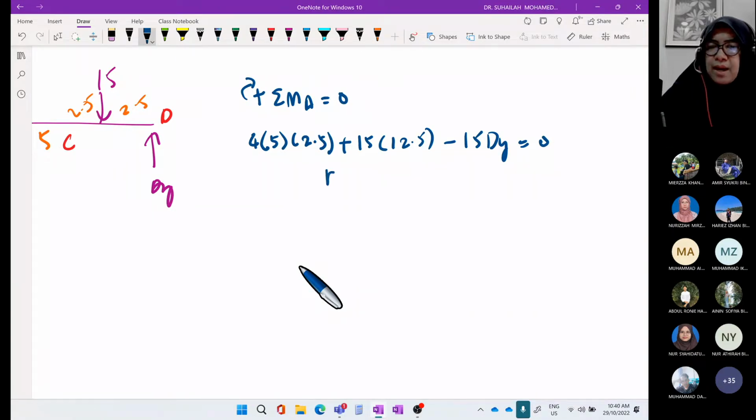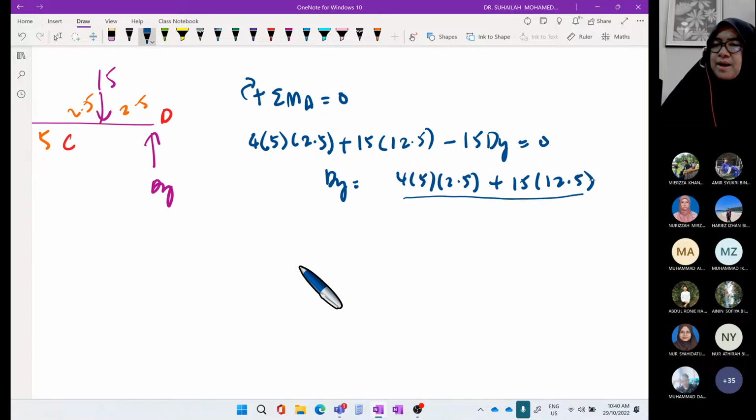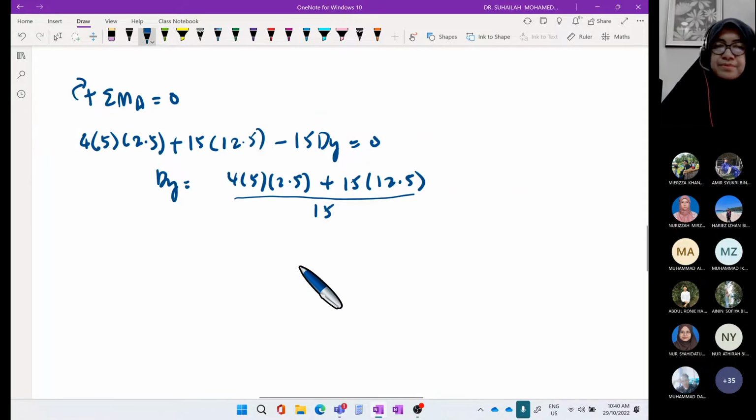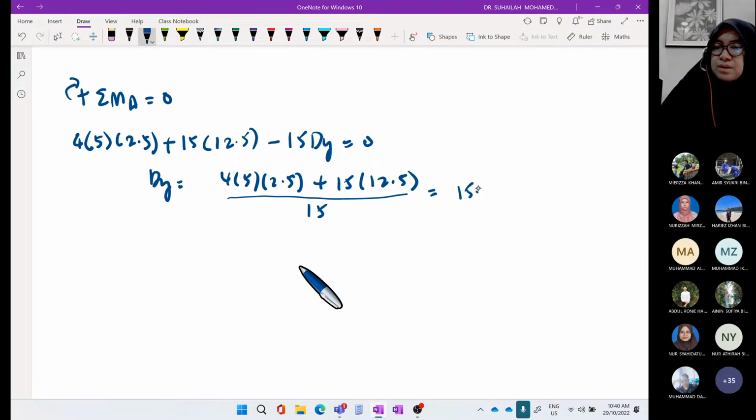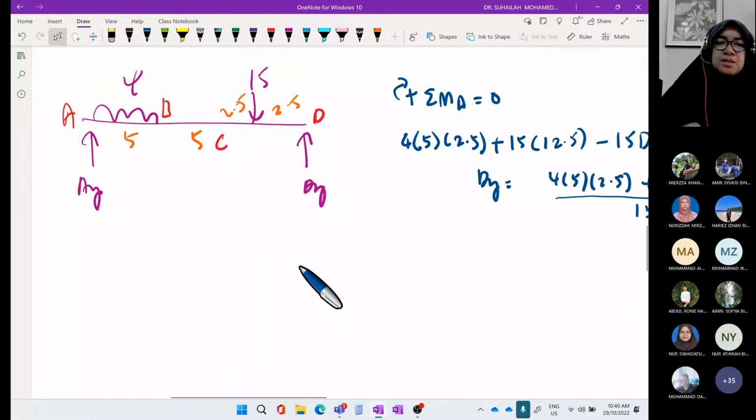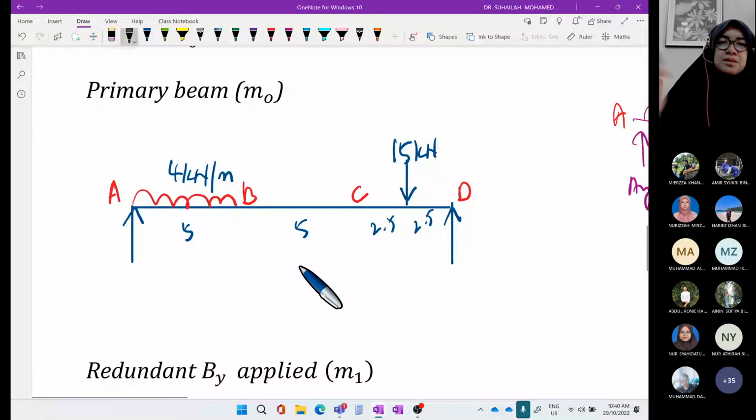So dapat apa ni DY? 4 times 5 times 2.5 plus 15 times 12.5 divide by 15. 15.83. Tolong calculate ya. 15.83 kilonewton. Okey? Dapat tak jawapan ni? Dapat. Okey, 15.83. So yang ni saya letak 15.83 lah.